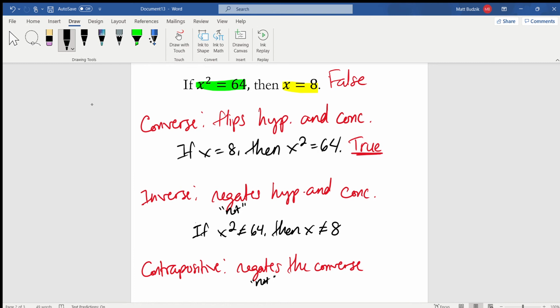If x squared doesn't equal 64, is there any way that x could be 8? No, not necessarily. No, that's true. Okay? If x squared is not 64, then x cannot be 8. Okay?